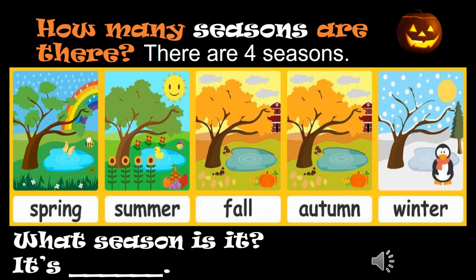Slide 10. Go over the seasons. Ask, how many seasons are there? They should say, there are 4 seasons. Then go over the seasons. Spring, summer, fall, autumn, winter. Also ask, what season is it? They should say, it's fall or autumn.